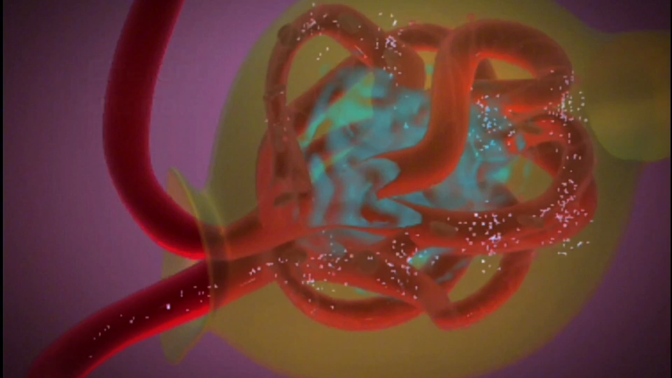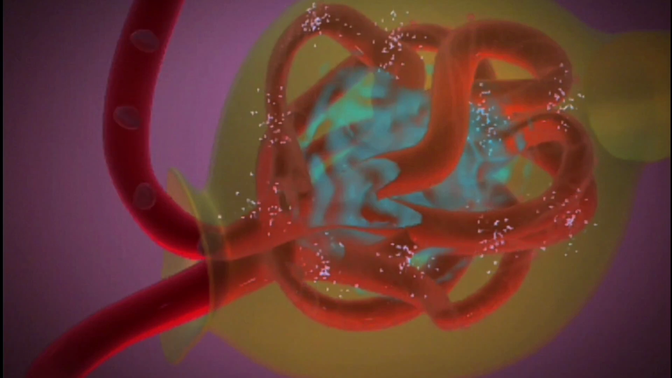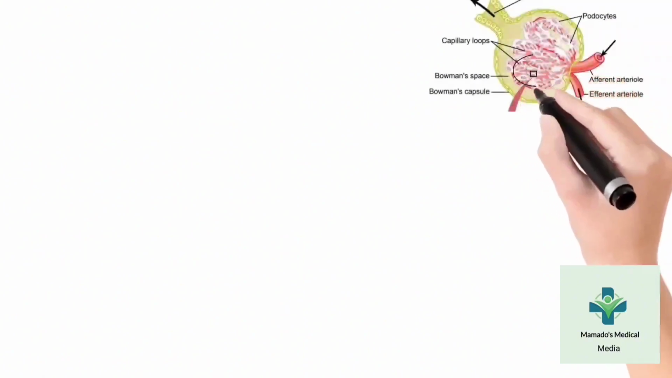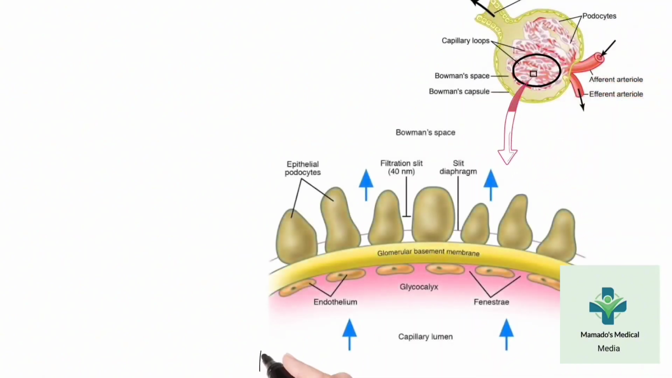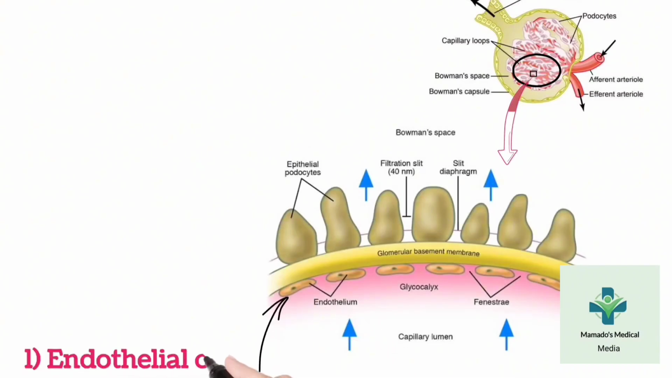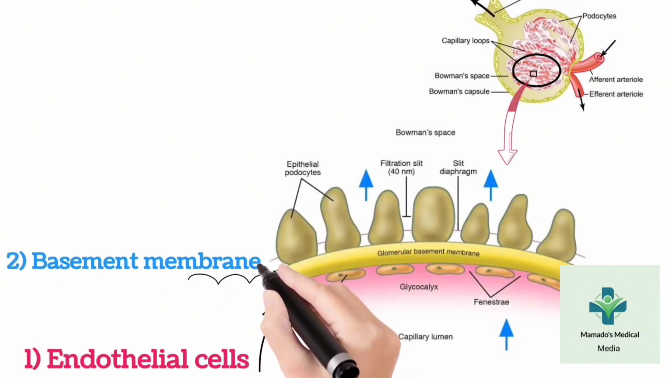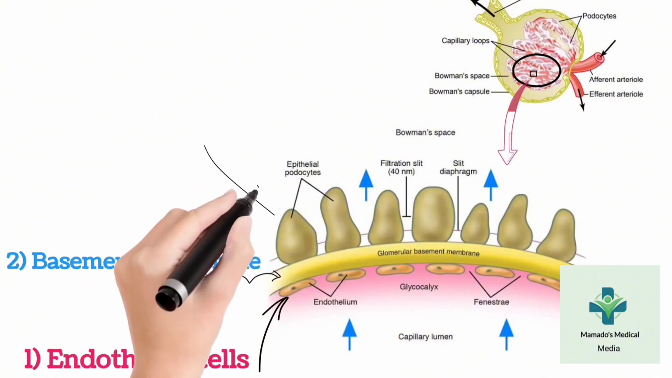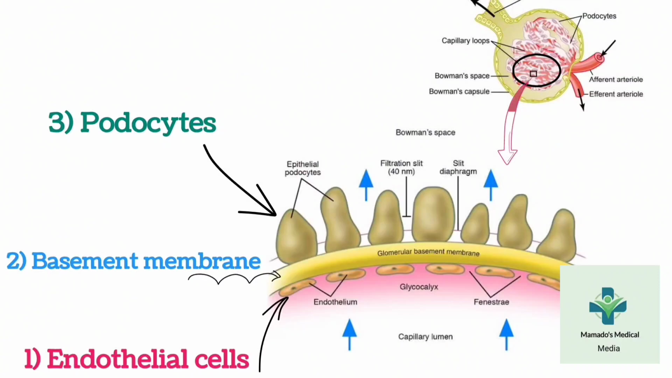Let's now explore the star of this process, the glomerular filtration membrane. This membrane has three key layers, and each one plays a special role. First, the endothelial cells of the glomerular capillaries, the basement membrane, and the third layer is the visceral layer of the Bowman's capsule, the podocytes. So let's get into more details on each one of them.